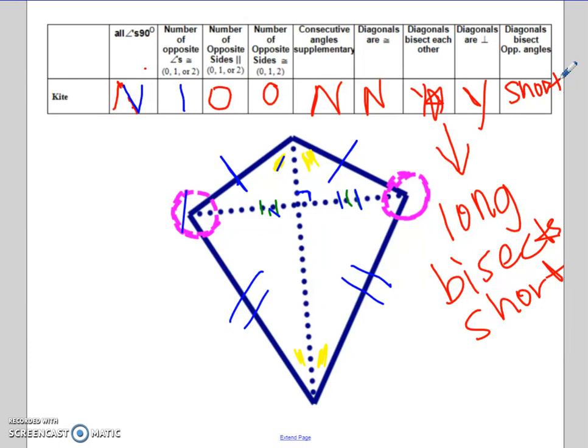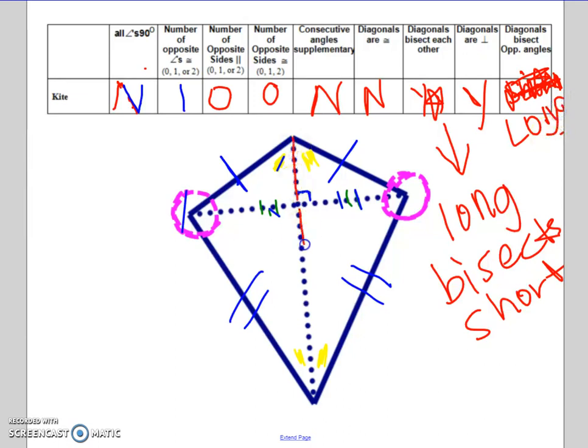bisects the angles. Nope, said that backwards. Scratch that. Don't write it down. The long one bisects the angles.